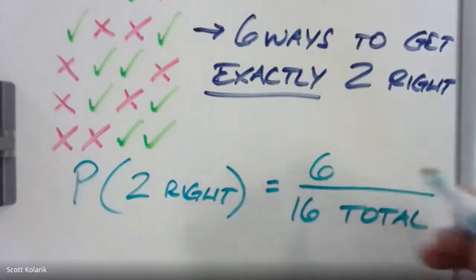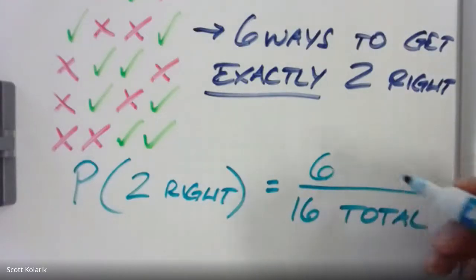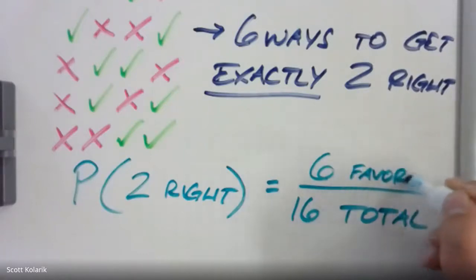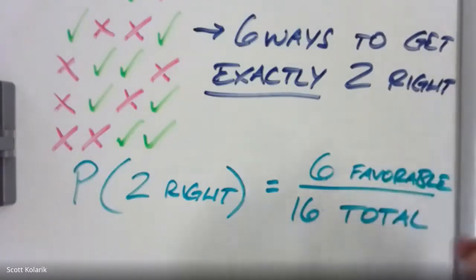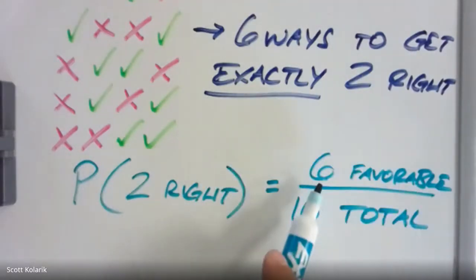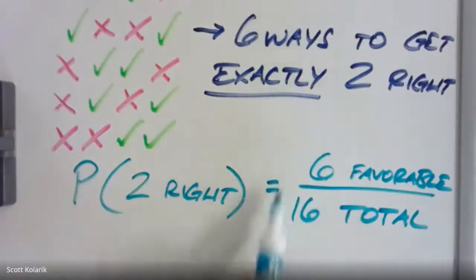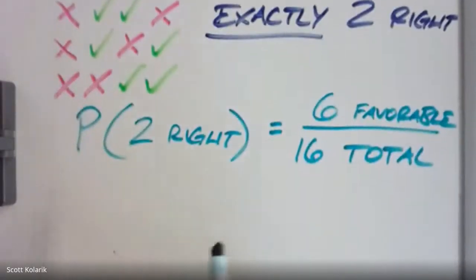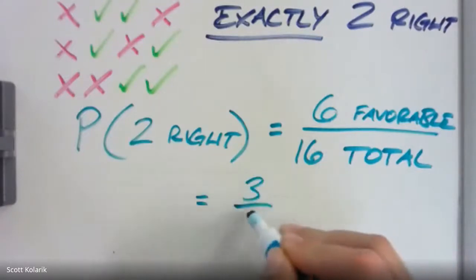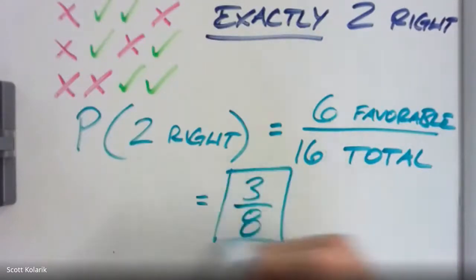6 favorable, or in this case, 6 ways of getting exactly 2 right. We'll call it favorable just for the sake of the terminology here. 6 favorable, again, for us just means how many different ways could I get exactly 2 right? There were 6 ways out of 16 total possible. So technically, my probability would be 6 over 16. Now, for the record, that can be reduced. 2 goes into both those values, and I would end up reducing that to 3 out of 8. And that would be the final probability.